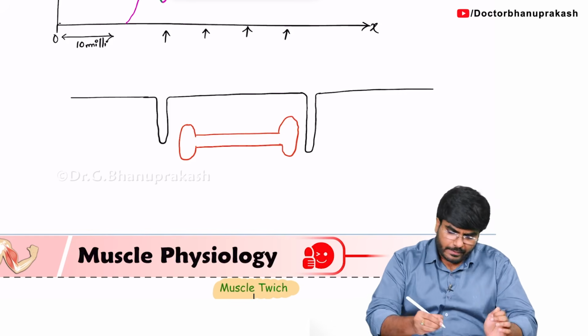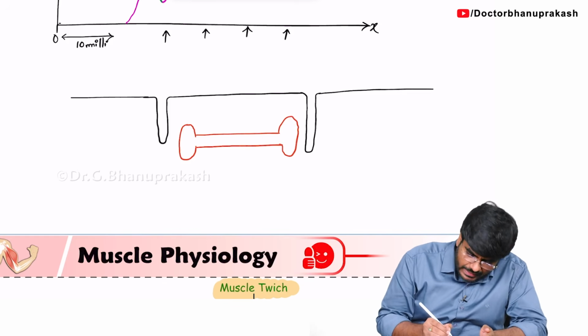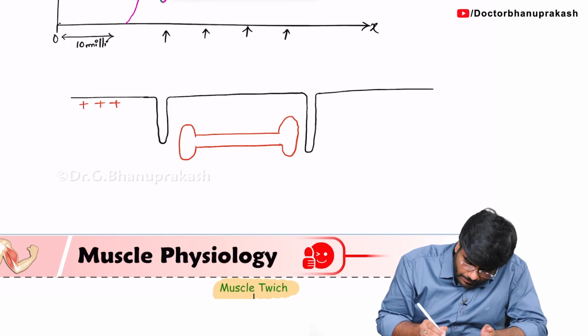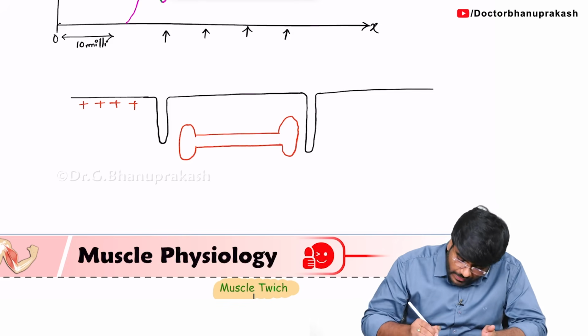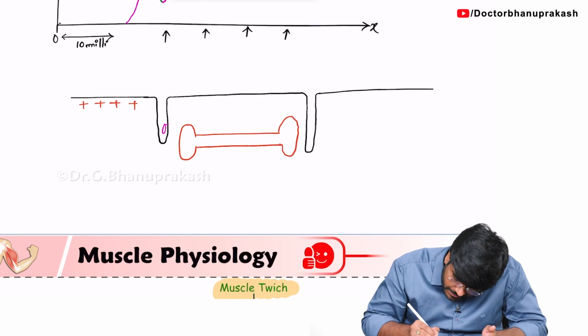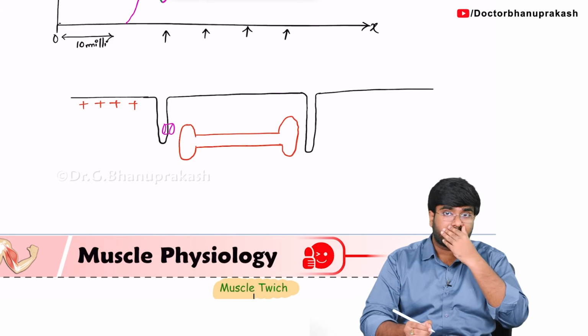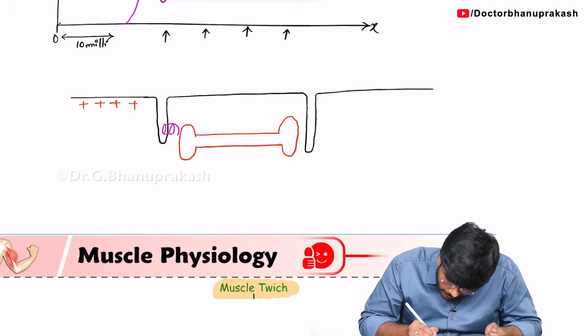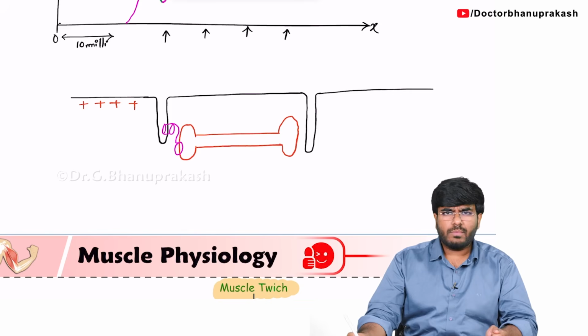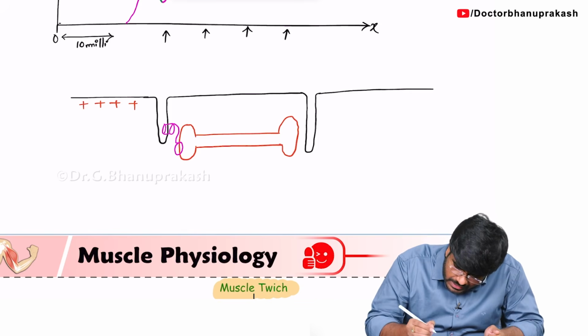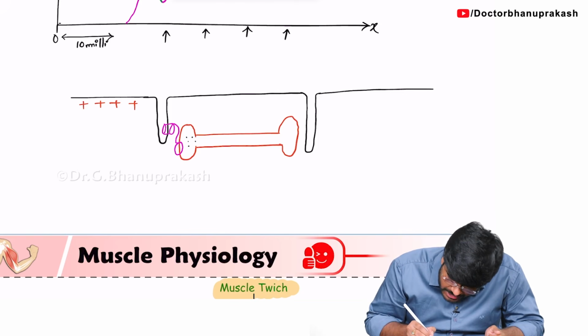Now you tell me, whenever a muscle is getting depolarized, what will happen? You know the DHPR channel, the voltage gated calcium channel. The DHPR channel is going to open the RYR channel. The RYR channel in this area will be opened. Now what will happen? When the RYR channel is opened, the calcium present in the sarcoplasmic reticulum, or this L tubule, will be released outside.